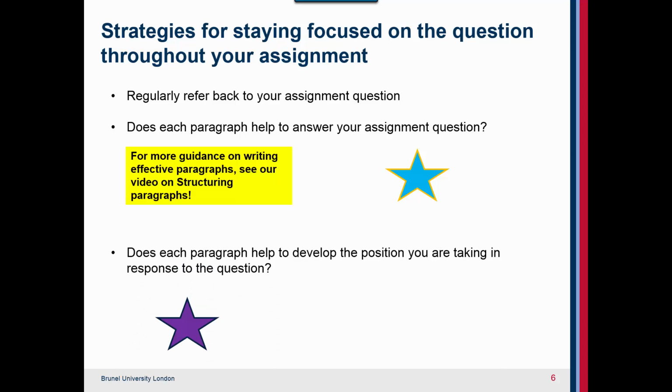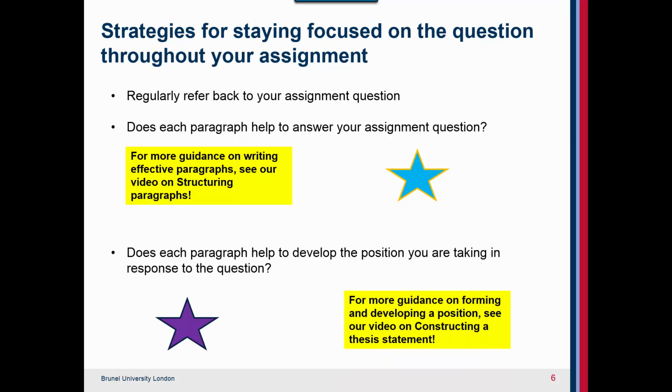Another helpful strategy to stay focused is to think about whether or not each paragraph helps to develop the position that you are taking in response to the question. For more guidance on forming and developing a position, see our video on constructing a thesis statement.